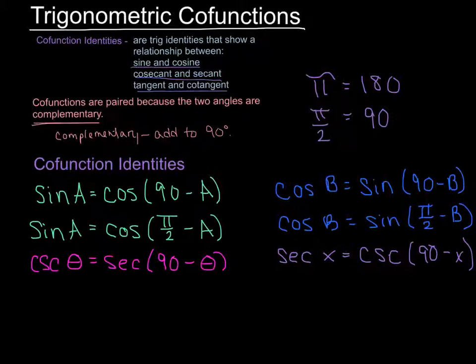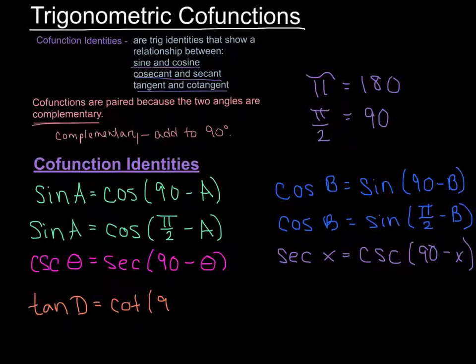And the last one is tangent and cotangent. So the tangent of D is equal to the cotangent of 90 minus D. And the reverse of that would be the cotangent of theta equals the tangent of 90 minus theta, or pi over 2 minus theta.